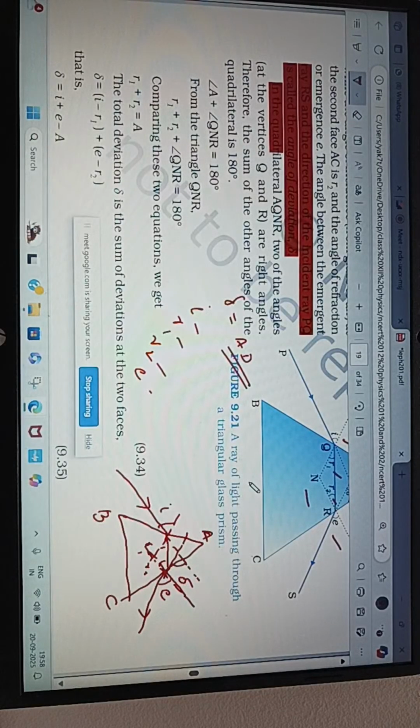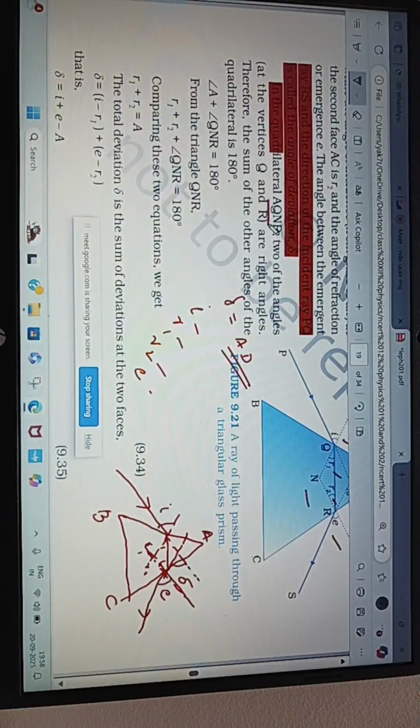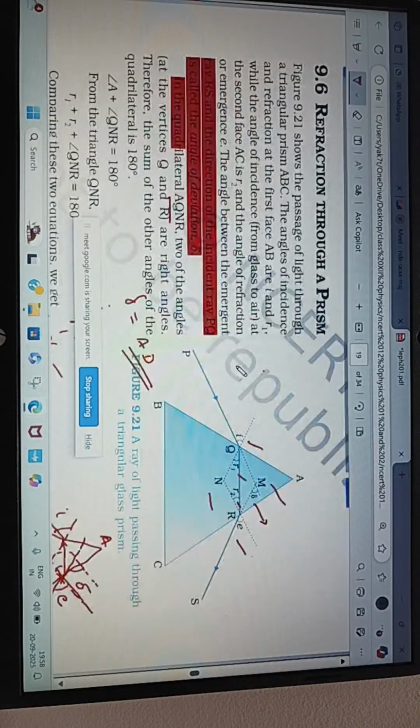See, in a quadrilateral, what is the quadrilateral here? A, Q, N, R. Correct? Two of the triangle vertices. How many right angles are there in this? At Q, one right angle. At R, another right angle. Okay? You understood?